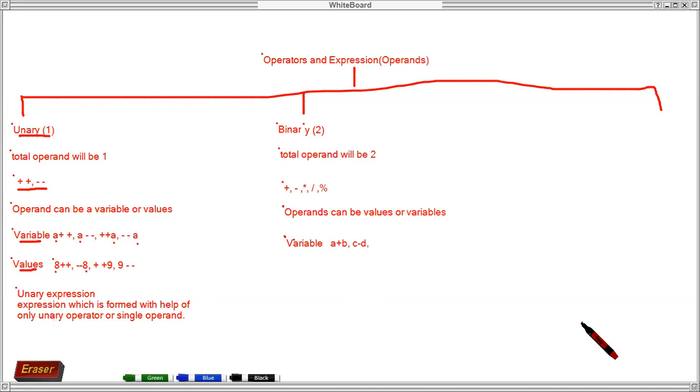Then you can also write, let's say, p modulus q. As you can see, these operators are in the middle of two operands. So whenever we represent the concept of binary operators, there compulsorily has to be two operands, not two operators. And then come the examples related to values.